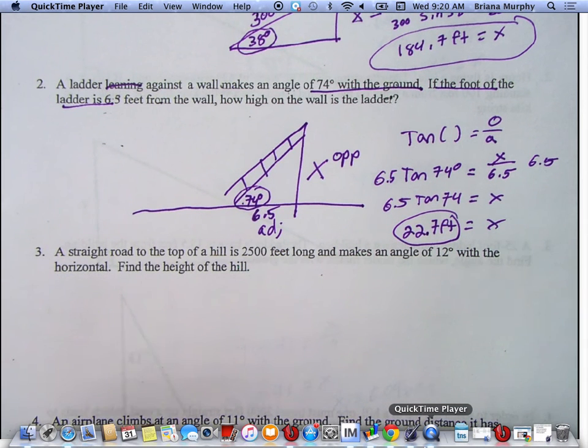Find the height of the hill. So where's your x going to be? Find the height of the hill. Okay? Now once you draw your picture and you put in where x goes, 12 degrees and 2,500 feet, now you label opposite, adjacent, and hypotenuse.